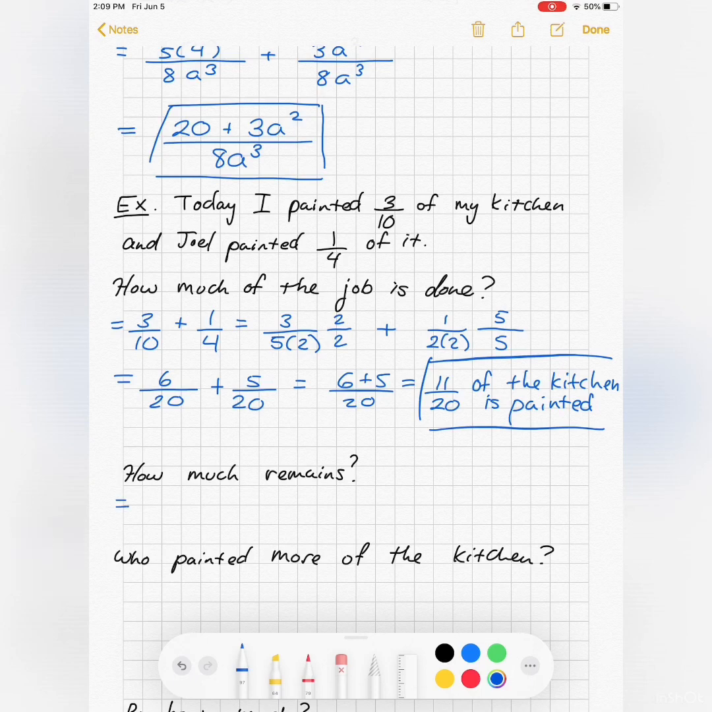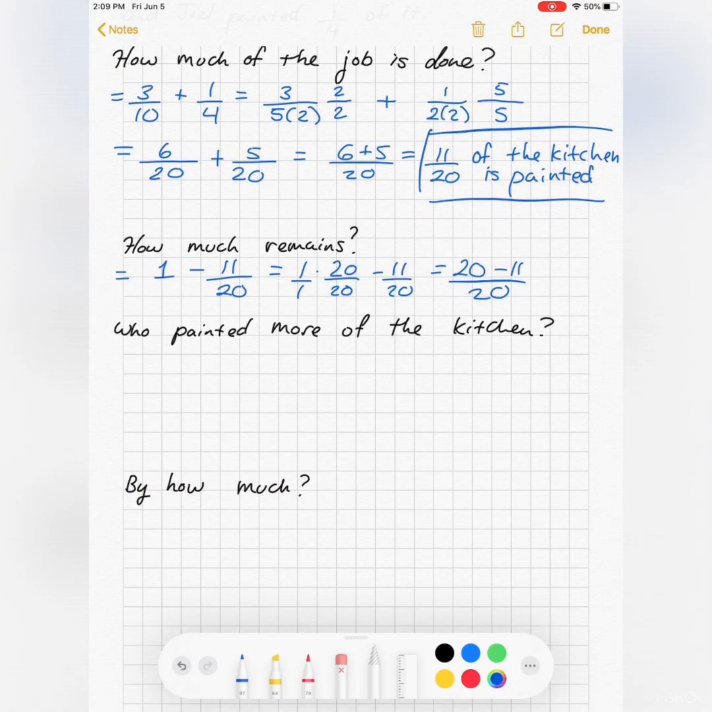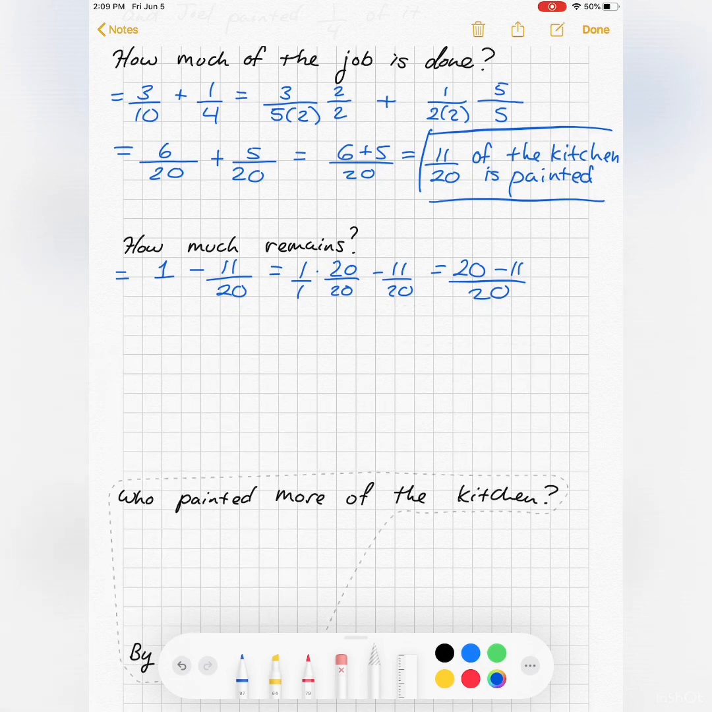How much remains? Well, there's one whole kitchen. We've completed 11/20. Need to multiply by 20 over 20. We're almost there. So 9/20 of the kitchen remains.